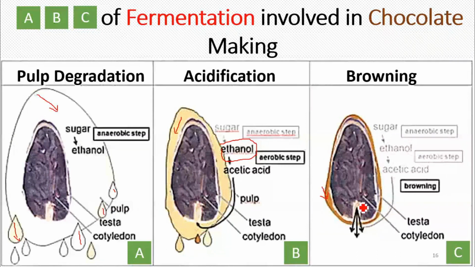So that was the ABC behind the fermentation of cocoa beans that is involved in chocolate making. I hope you got this idea.